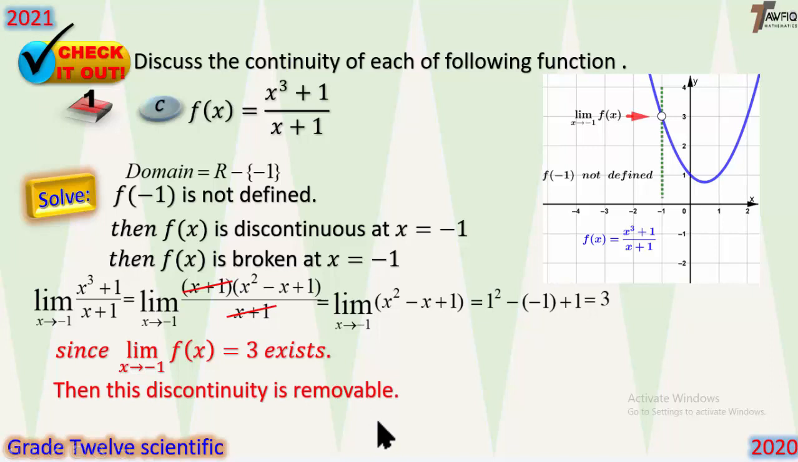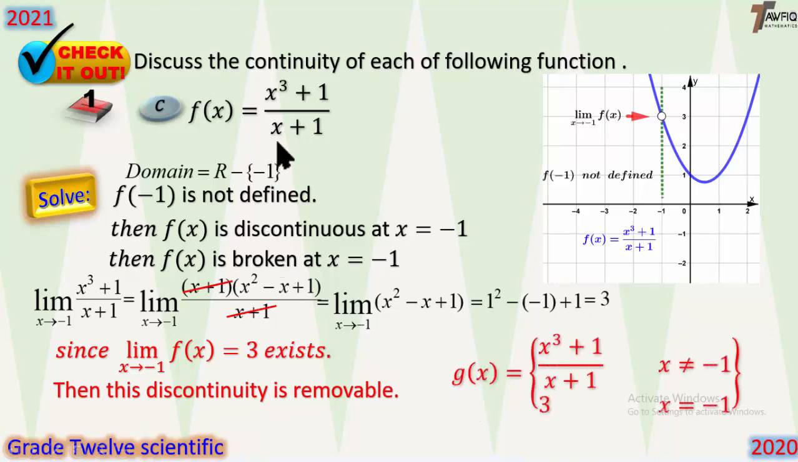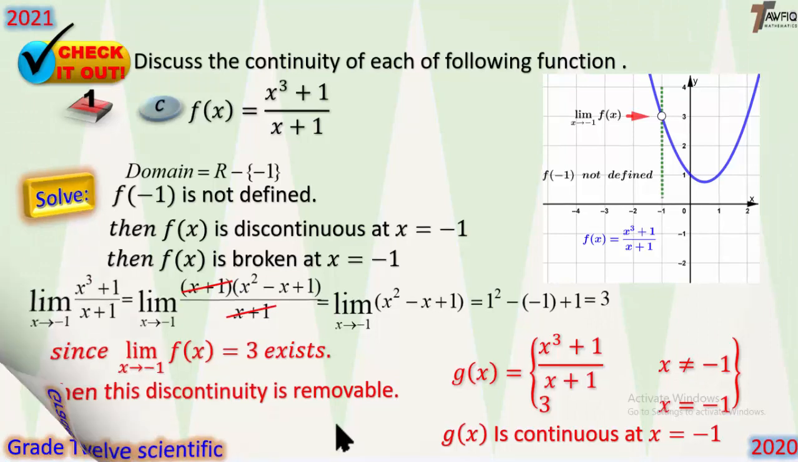And to remove that discontinuity, we must define a new function. Let it be g(x). Write first of all the function (x cubed plus 1) over (x plus 1) when x is not equal to minus 1. After that, write the limit, which is 3, when x is minus 1. That means g(x) is continuous at x equal to minus 1 and at all real numbers.